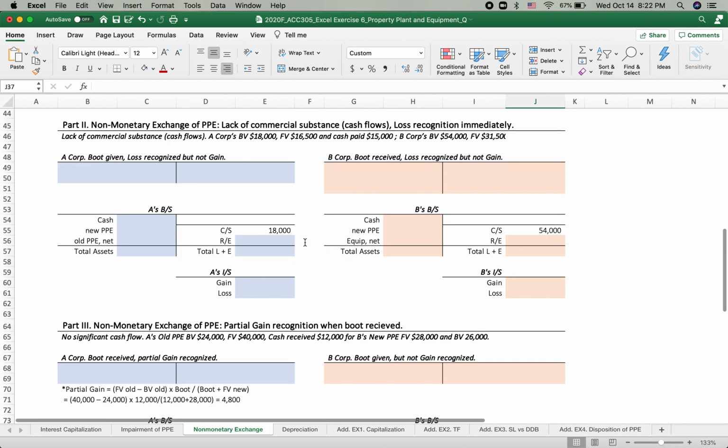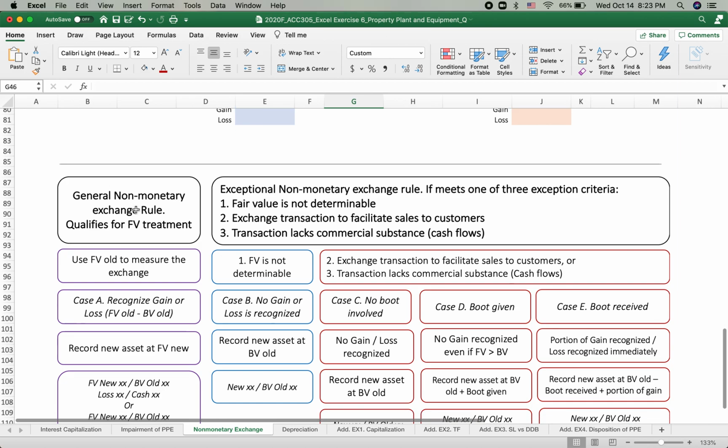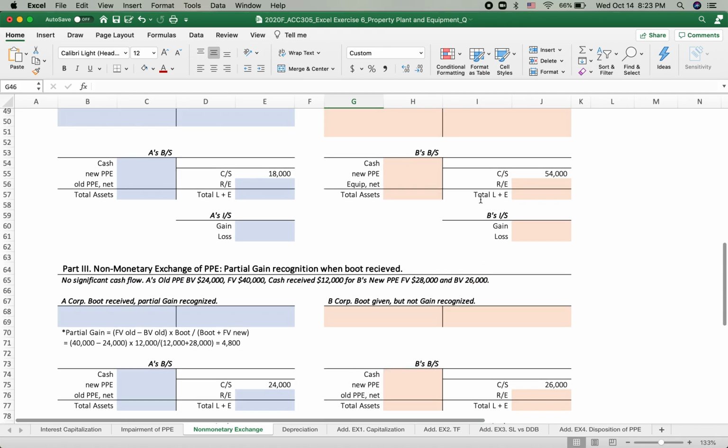So we do not trust the fair market value of the exchange, the PP&E. So in this case, we have to consider here boot given. Here the A corporation's book value is 18,000 and fair market value 16,500 and cash paid 15,000, and B corporation's book value is 54,000 and fair value is now 31,500. And then do you see the boot involved? This case we should consider case D, boot given. In the boot given case, how do they record?